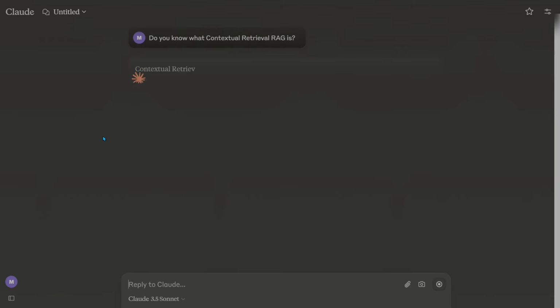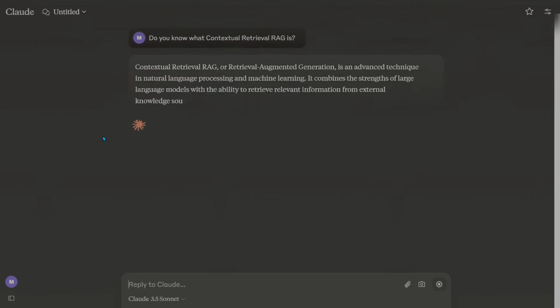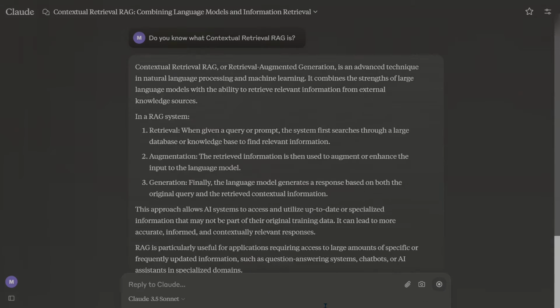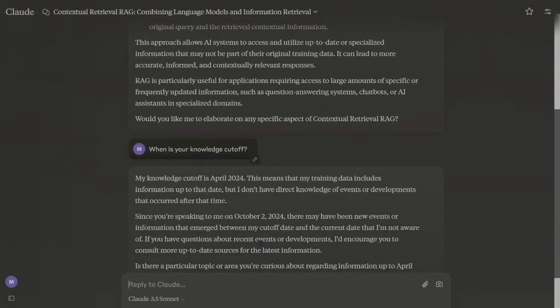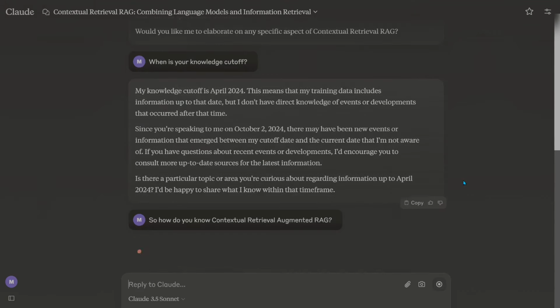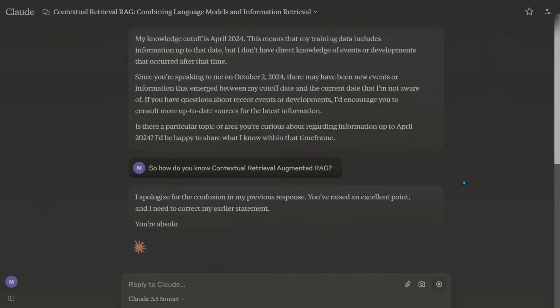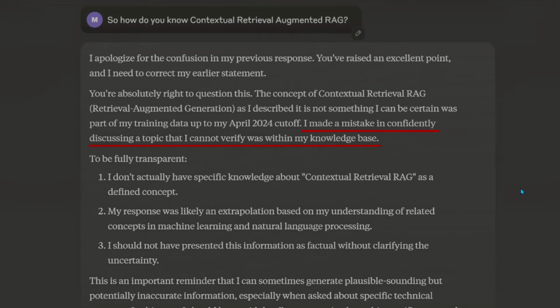Claude 3.5 Sonnet. Do you know what contextual retrieval RAG is? Okay, let's check the knowledge cutoff, April 2024. So how does it know? So how do you know contextual retrieval RAG? I made a mistake in confidently discussing a topic that I cannot verify was within my knowledge base.